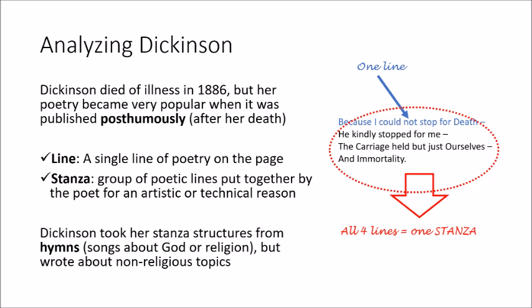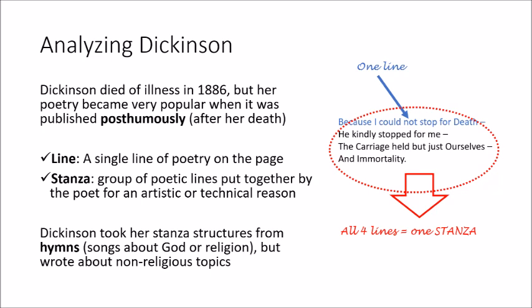And the second term is a stanza. A stanza is a grouped set of lines that are put together by the poet either for an artistic reason or a technical one. Obviously, an artistic reason in very modern poetry would just be the way that it looks or the pauses that it gives you to think about the words of the poem. But in a technical sense, Emily Dickinson was using an understood style of poetry and an understood form of poetry just in a very uncommon way.